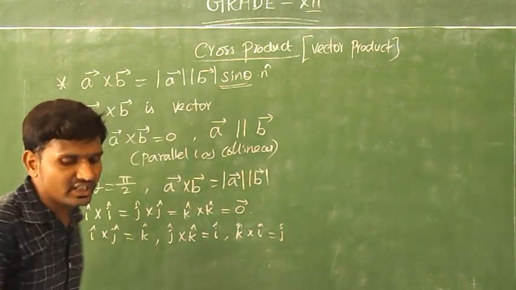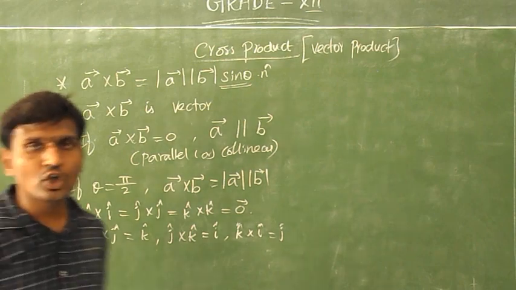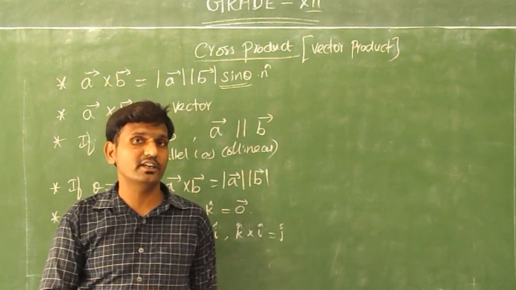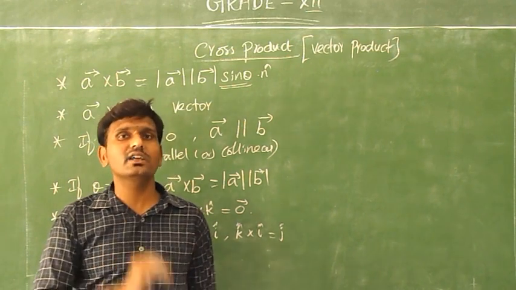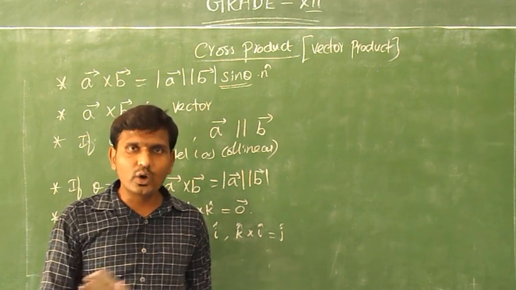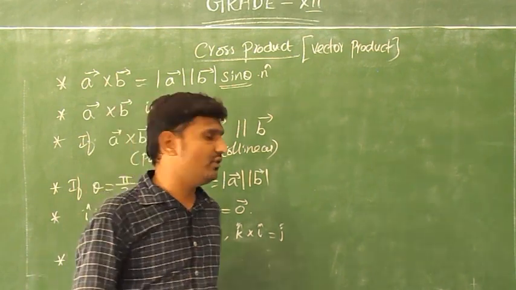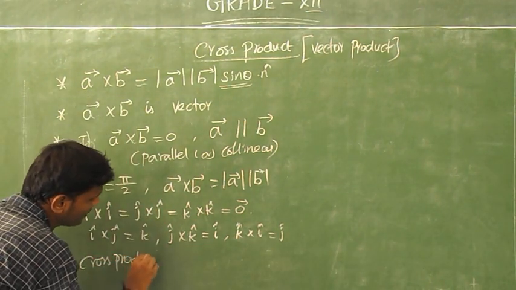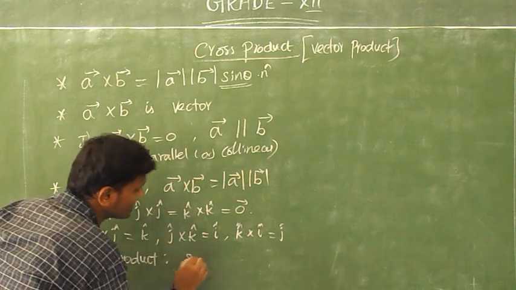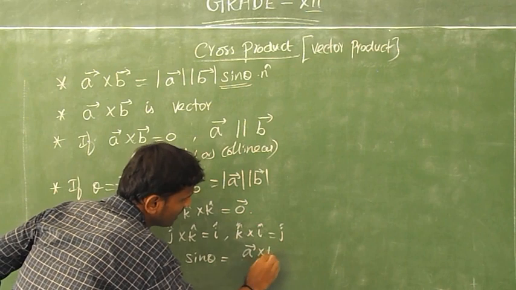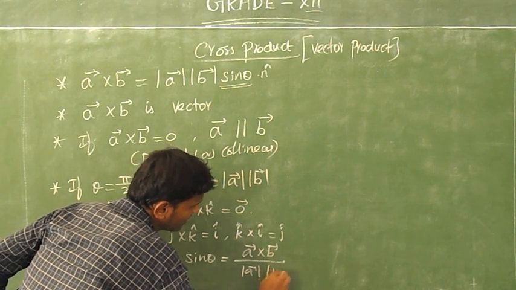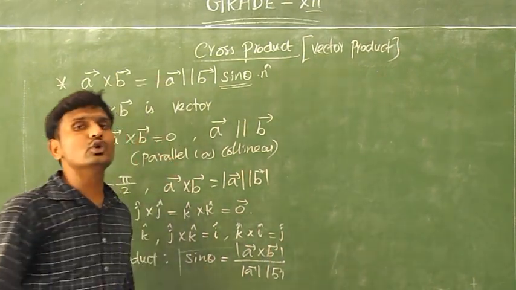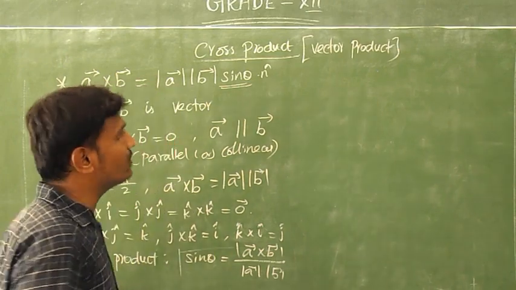It's very important. And the next observation: already we have the angle between two vectors from the dot product, where cos theta is equal to A vector dot B vector whole divided by modulus of A vector into modulus of B vector. That is for your dot product. Now coming to the cross product, the angle between the vectors: sin theta is equal to modulus of A vector cross B vector whole divided by modulus of A vector into modulus of B vector. So this is sin theta, the angle between two non-zero vectors. This is your fifth observation.